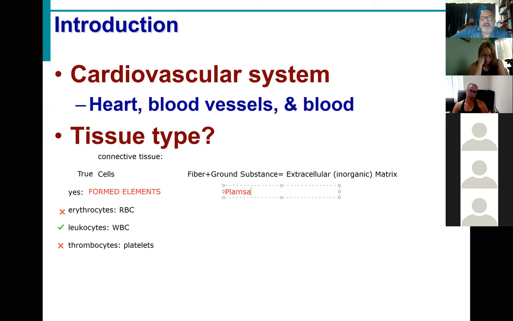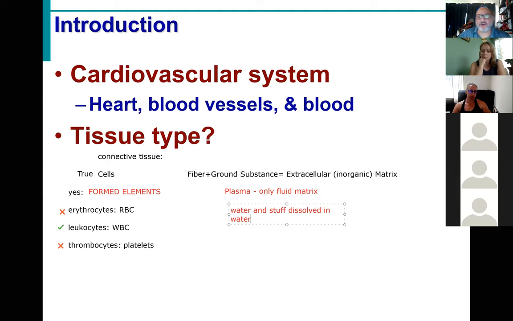All right, excellent. Plasma is our inorganic matrix. And what is unique about plasma as an inorganic matrix? It's fluid. Yeah, it's the only fluid matrix. Excellent. Perfect. Now, obviously it has water and stuff dissolved in the water. So that meets our criteria for ground substance.